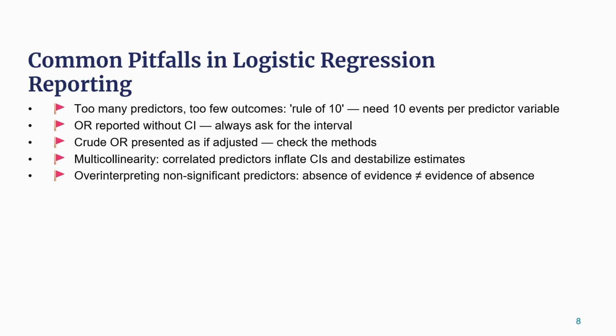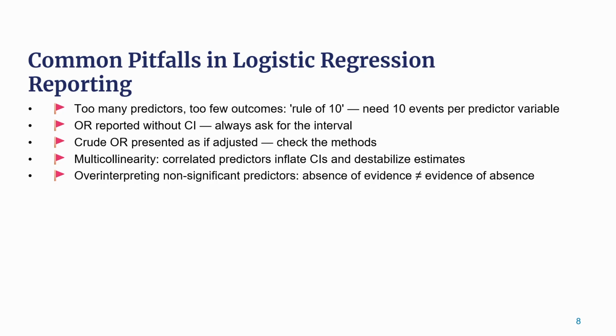Second, ORs without confidence intervals. Some older papers only report p-values. Insist on the CI. It's the only way to assess effect size and precision. Third, unadjusted ORs in a table labeled ambiguously. Read the methods to confirm whether ORs are adjusted.